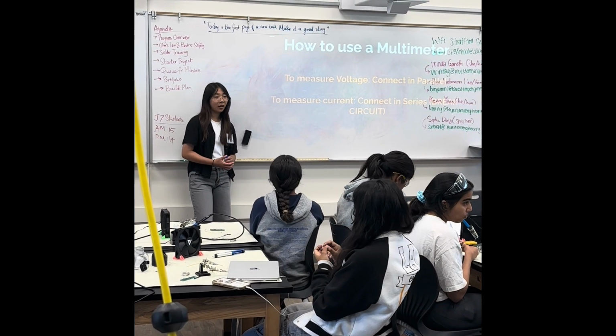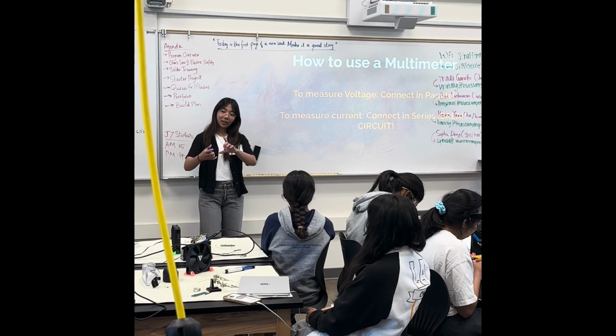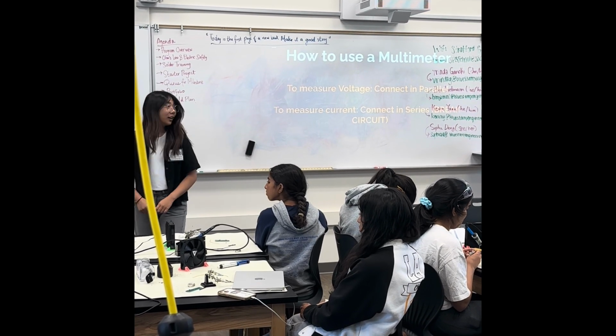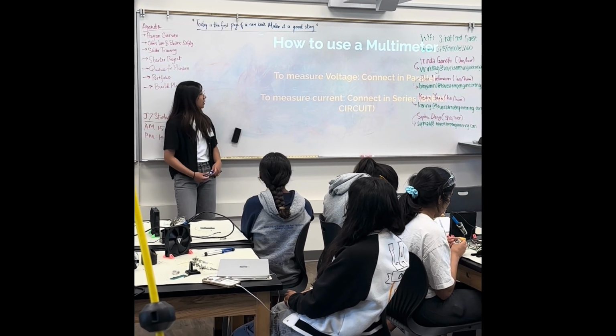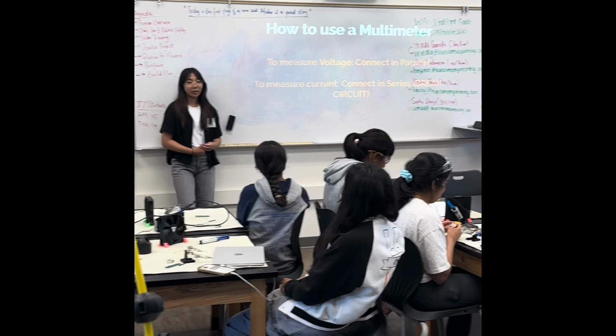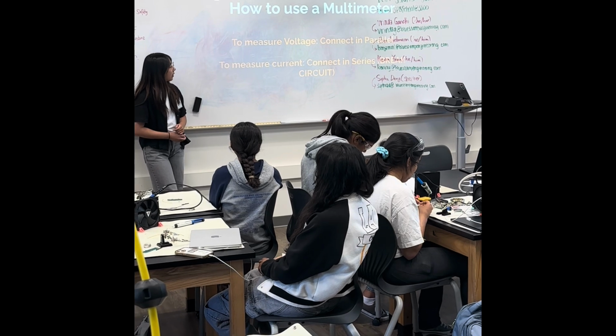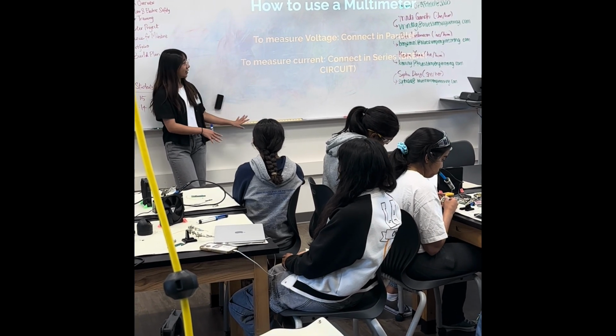Okay, so at all of your tables, you should have a little orange box, like this here. This is a multimeter, so you can use it to measure voltage and current. It's really useful for testing things out when you build your projects. But there's a correct way to use it.